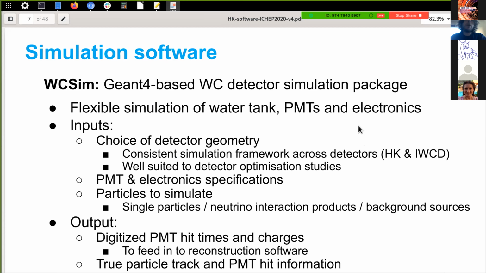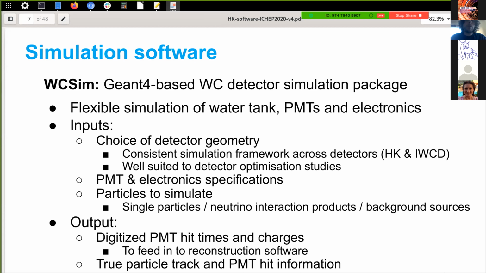So once we've given our detector geometry and our PMT and electronic specifications, we tell it the particles to simulate. It propagates the particles through the tank, producing the Cherenkov light, propagates the Cherenkov photons, and simulates the PMT detection of those photons and the electronics. So then we end up with our output, which is the digitized PMT hit times and charges, in the same way that the real detector would give us in our real data, to feed into our reconstruction software. And of course, we also get our truth information to use for debugging and tuning the reconstruction software and further analysis.